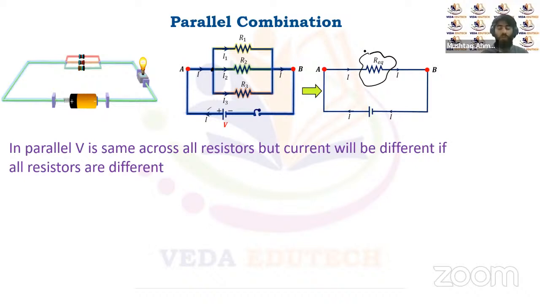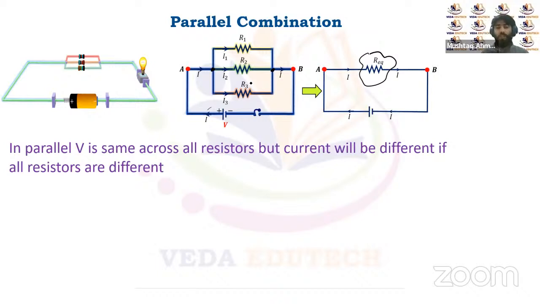If the potential drop across each of the resistances is the same, then the two resistors are said to be in parallel. Or we can say that each of the ends of the two resistors will be connected to the same point. In that case also the two resistors will be parallel.